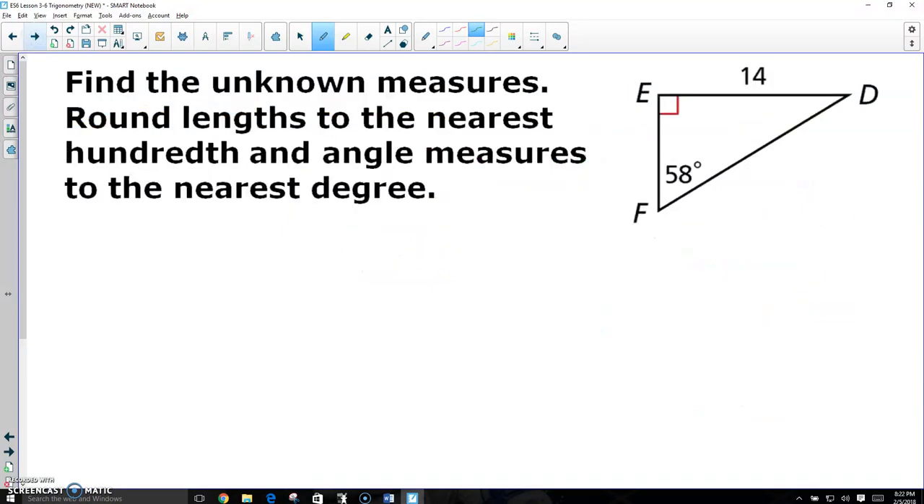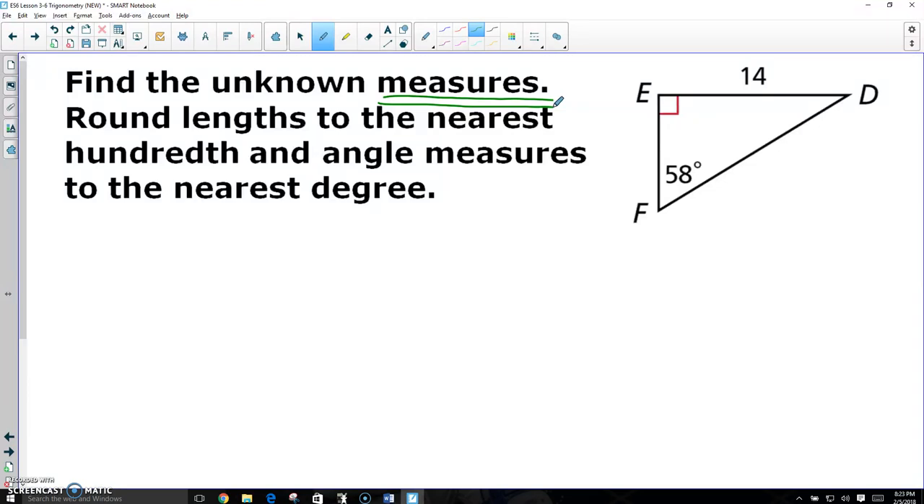All right, last example here, find the unknown measures. This is different than learning target 2. I'm not telling you what one thing I need to find. I need to find all of the missing things. The order here most of the time does not matter.